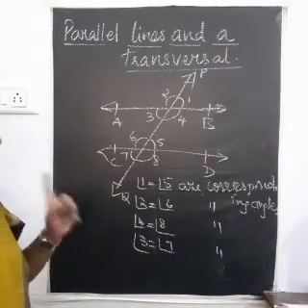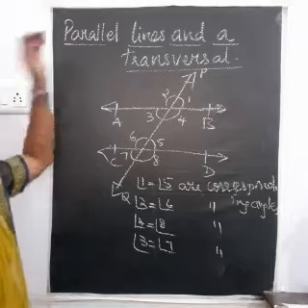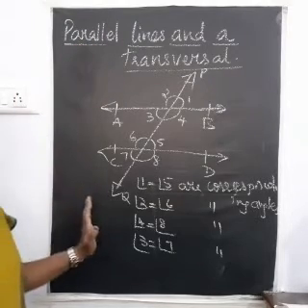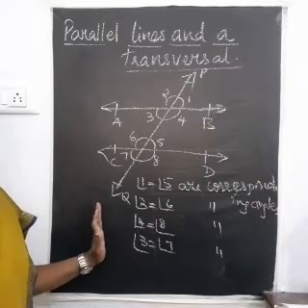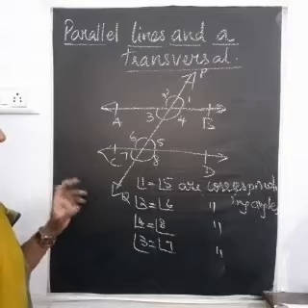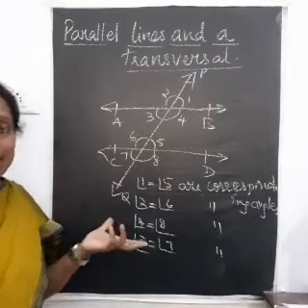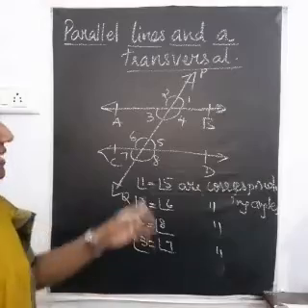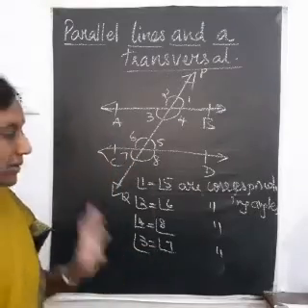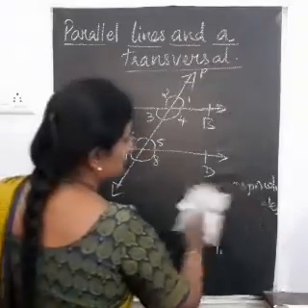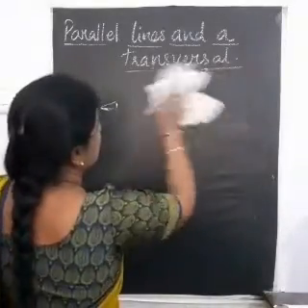So did you understand? The first thing that we are learning based on parallel lines and a transversal is that corresponding angles are equal. That's the first axiom that we have learned. Now the converse of that axiom is, if the corresponding angles are equal, then the lines are parallel. Okay, so that is the right way. Now let us go on to the next.